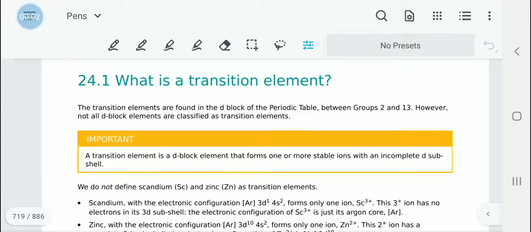Chapter 24, Theory Video 1, Chemistry. Transition Elements. We are going to discuss what transition elements are and how they take part in chemical reactions.